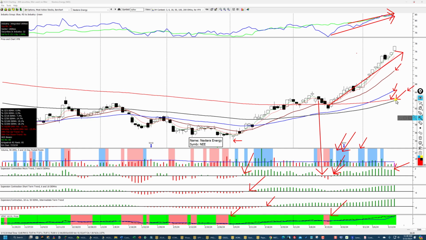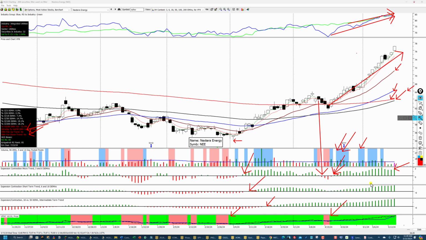Now, after today, that may be above the 200. If not, it'll be within the next few days. But notice over here that there is no fan uptrend or downtrend.